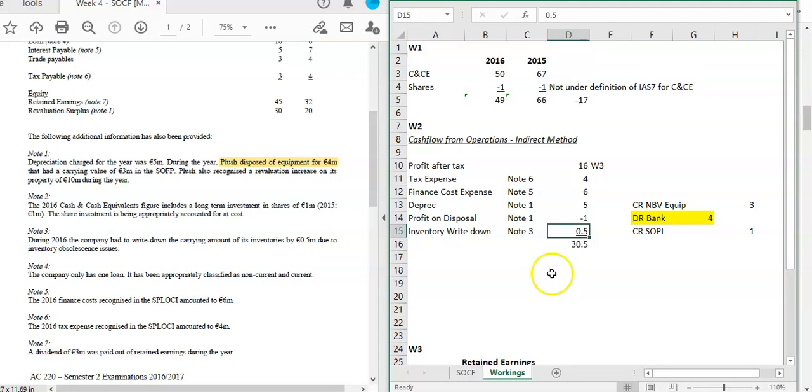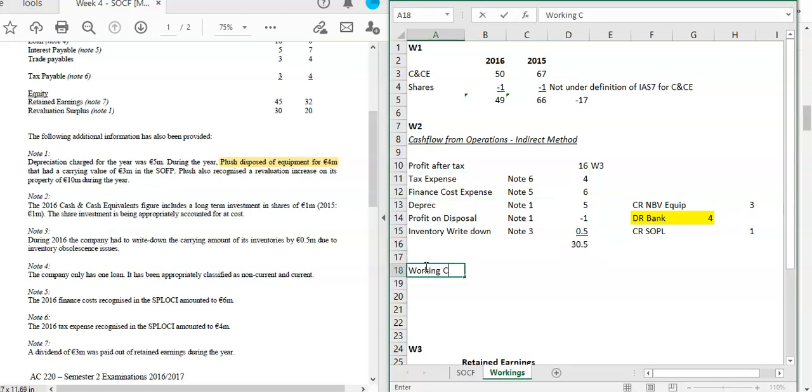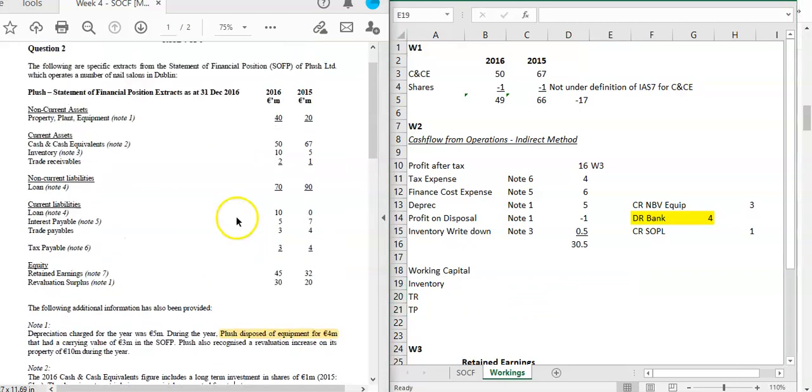So when we start looking then, we've got our non-cash adjustments. The next thing is our working capital. Working capital adjustments, we deal with inventory. We deal with trade receivables and trade payables. So again, there's a lot of repetition here that you have to make sure you're happy with how to use the indirect method. So let's go up then. We're going to deal with trade receivables and trade payables first because inventory is a bit trickier with that write-down. We'll come back to that.